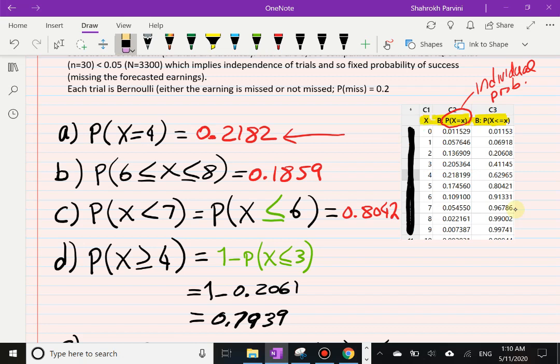Now, probability between 6 and 8 inclusive. So here's 6 and 8 inclusive. That means 6 or 7 or 8. So I added those probabilities. Now I hope I did that correctly when I added them on the calculator.